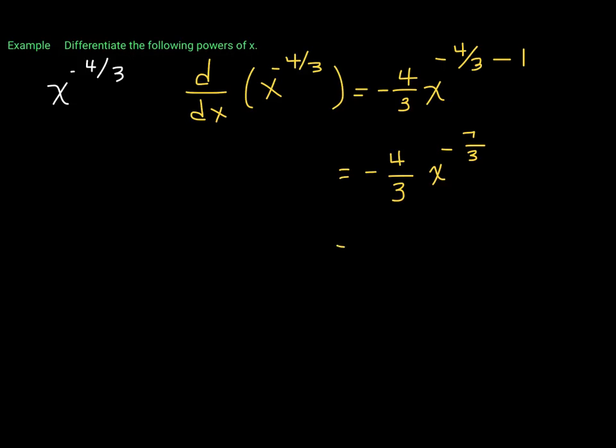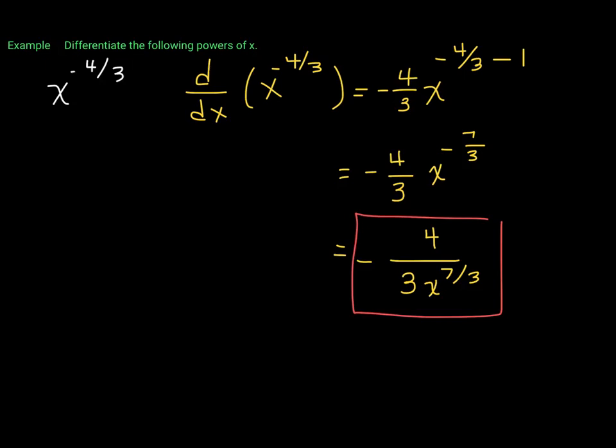And we can rewrite this if we choose to as negative 4 over, actually I would prefer to write this negative right here in front of our fraction. So negative, and then 4 over 3 times x to the power of positive 7/3. So this is the derivative function. Very good, folks.